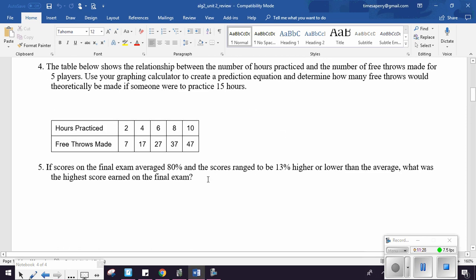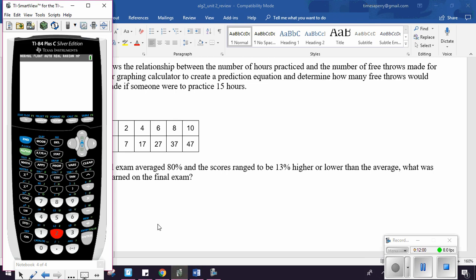Number 4, the table below shows the relationship between the number of hours practiced and the number of free throws made for 5 players. Use your graphing calculator to create a prediction equation and determine how many free throws would theoretically be made if someone were to practice 15 hours. So this is the linear regression type of question that we just practiced. So we need to remember those keystrokes again for your test.